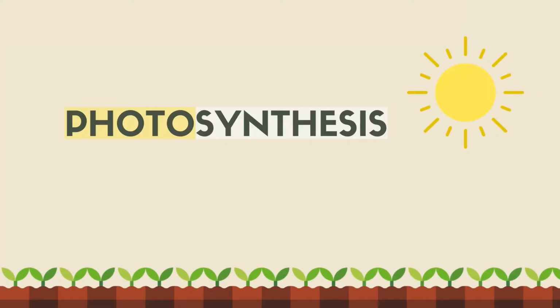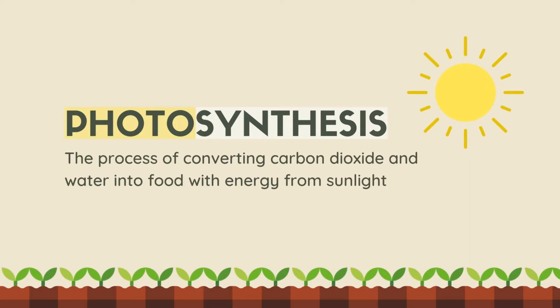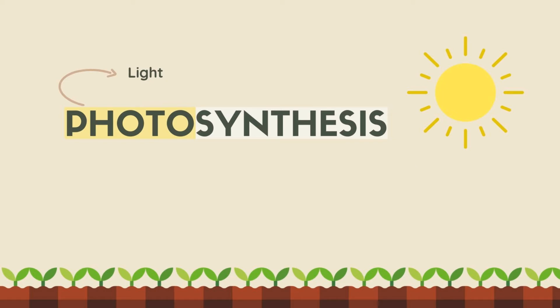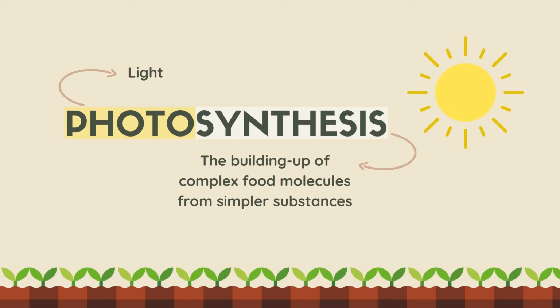The plant can actually produce their own food through a process called photosynthesis. Yep, I'm pretty sure that all of you are familiar with that term. And because the plant can produce their own food, they are called autotroph. Photosynthesis is the process of converting carbon dioxide and water into food with energy from sunlight. The word photo means light, and synthesis is the building up of complex food molecules from simpler substances. Or it can also mean to put together.